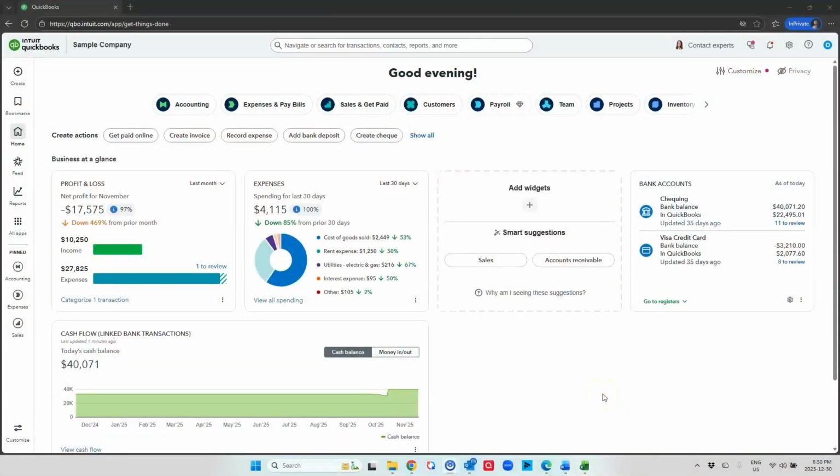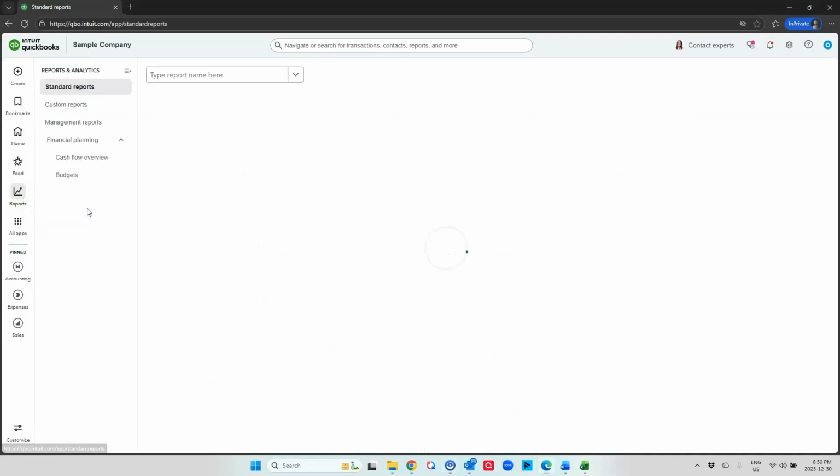So here we are in our sample company. And one thing that I would like to mention before we dive in is that what we're going to do is look at some very quick ways to point out that there could be problems. It's not going to find everything, but it'll set you on the right path. So I'm going to pop across here to reports and standard reports.